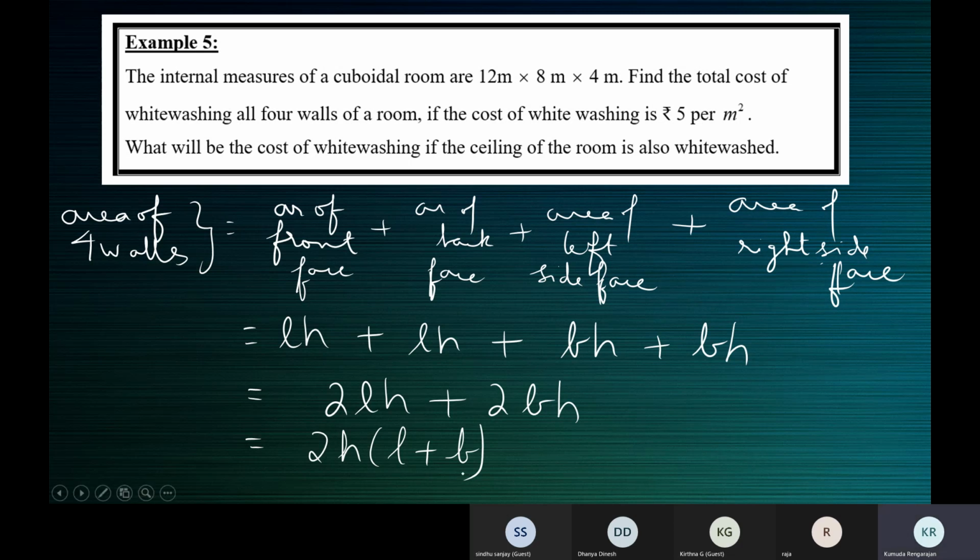We have found the surface area of each wall, and we added everything to get the area of 4 walls. 2H into L plus B. You just remember this formula. Area of 4 walls of a cuboidal room is 2H into L plus B. Maybe you can write this down, children. Please write this.